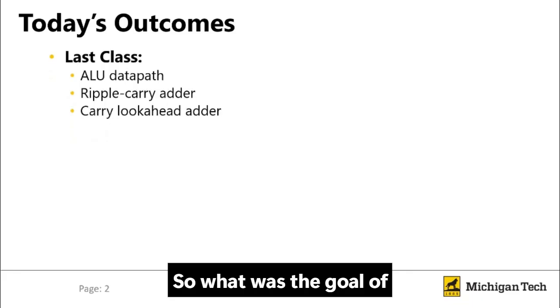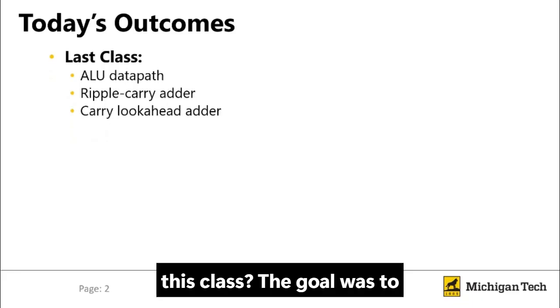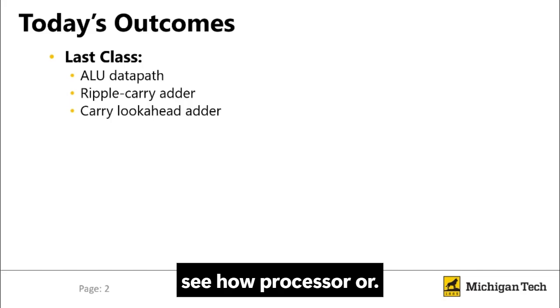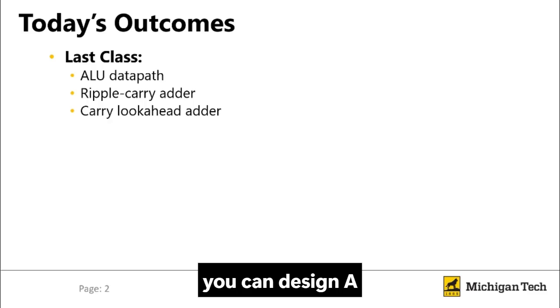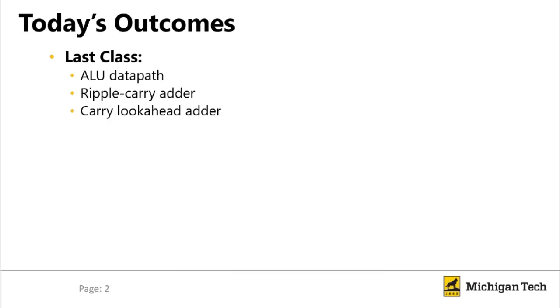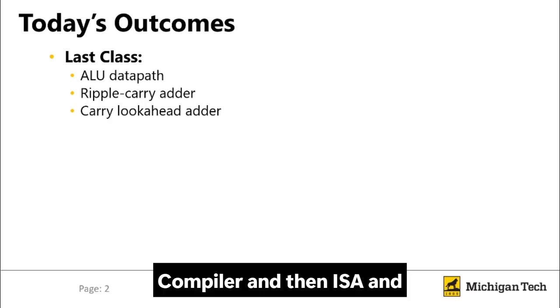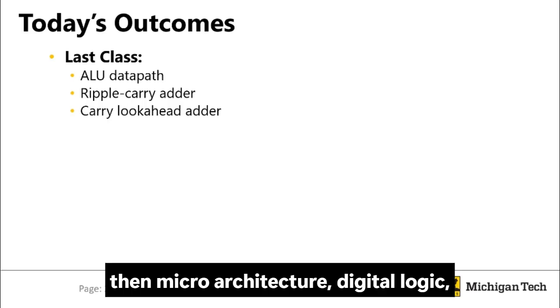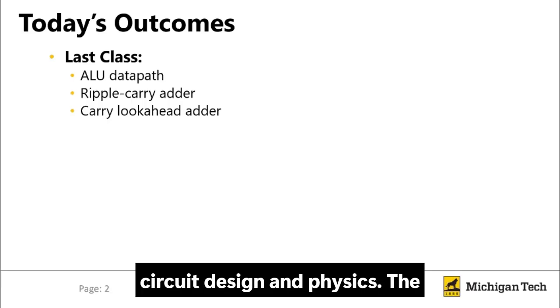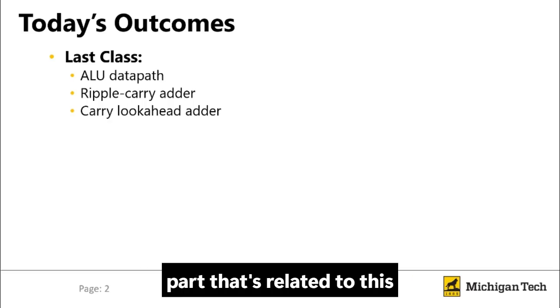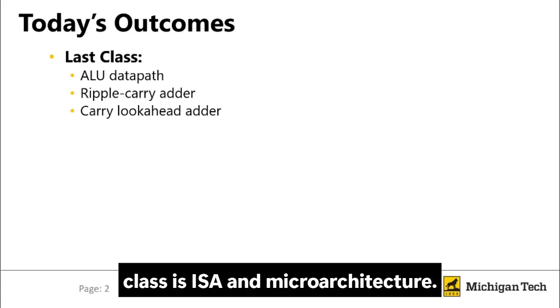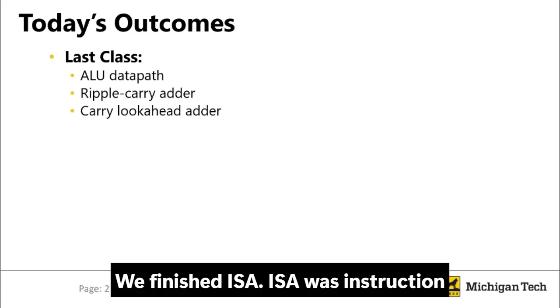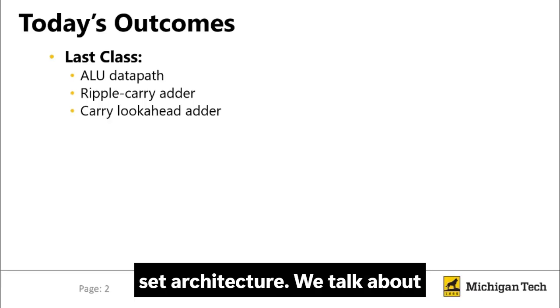So what was the goal of this class? The goal was to see how processor or CPU works and how you can design a processor. So we talk about abstract layers, starting from software or OS, compiler, and then ISA, and then microarchitecture, digital logic, circuit design, and physics. The part that related to this class is ISA and microarchitecture. We finished ISA. ISA was instruction set architecture.